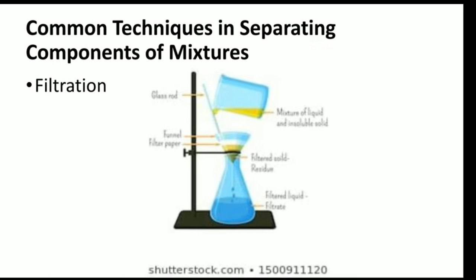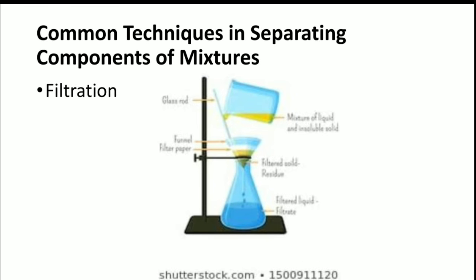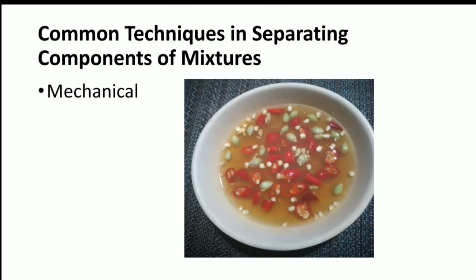When there are small particles of solid that are mixed with liquid, you can use filtration. So you can make use of spoon, fork, tongs to get the big components from the mixture. So you call the technique mechanical.